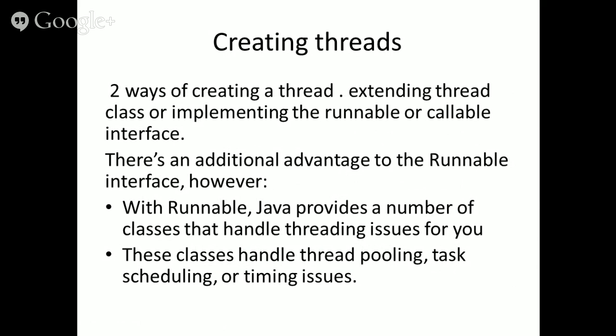With Runnable you have more classes and more methods to handle different issues, right? You get better thread pooling, task scheduling, and timing. Also, if you extend from the Thread class, you can inherit from only one class in Java. If you use Runnable, you can inherit from a different class and implement different interfaces.